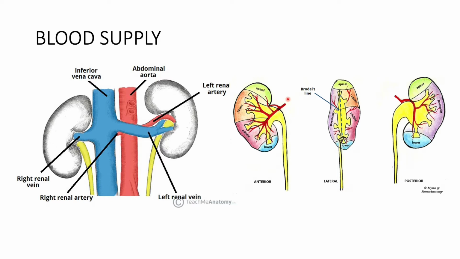So, what do you mean by that? There are no connections between the segments. Okay? This is very important because if there is obstruction in one segmental artery, the area supplied by that segmental artery will necrose or will die because there will be no blood supply anymore, because they are not connected with one another.